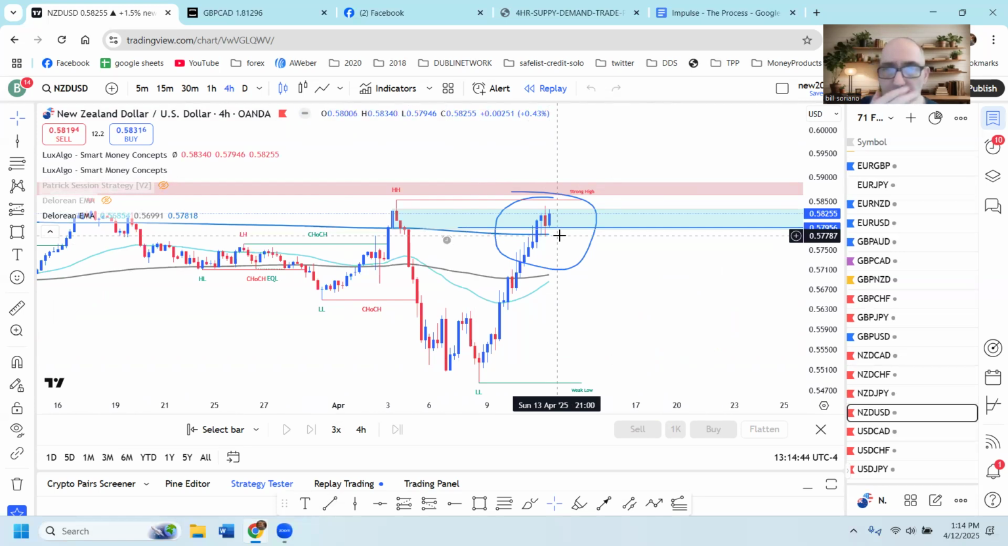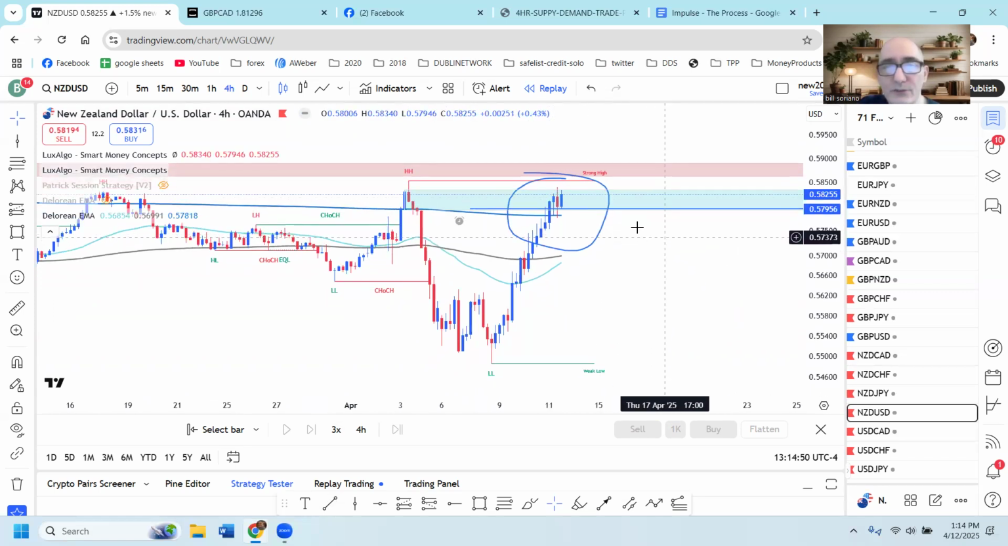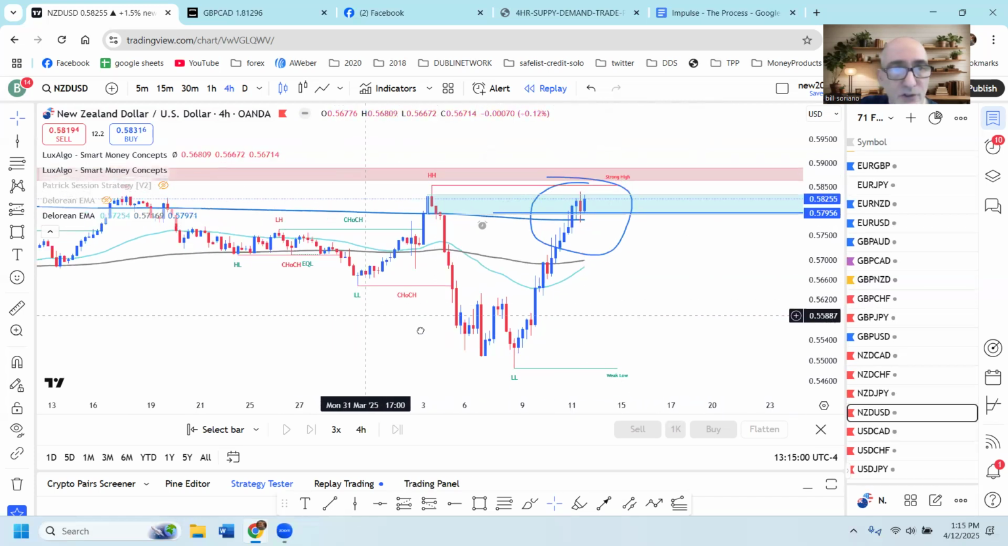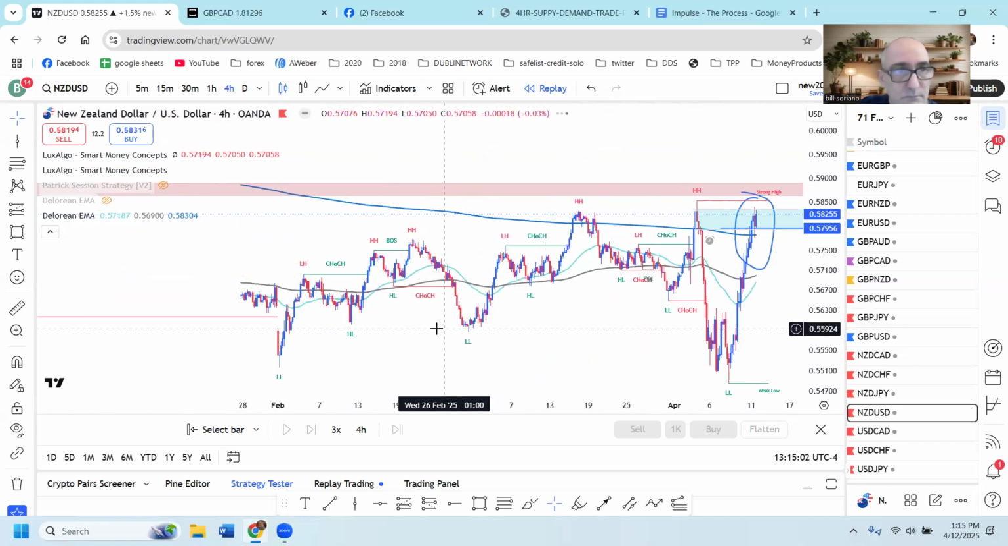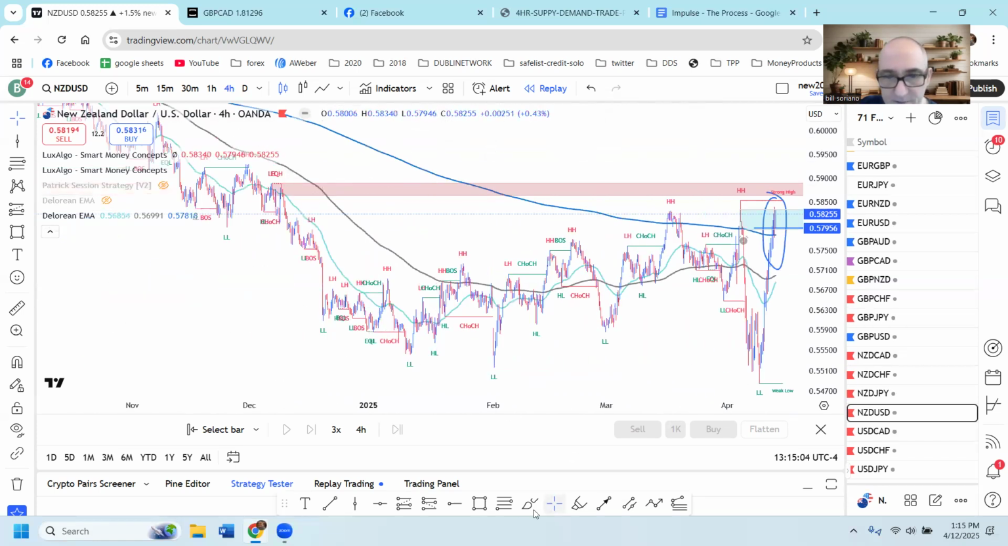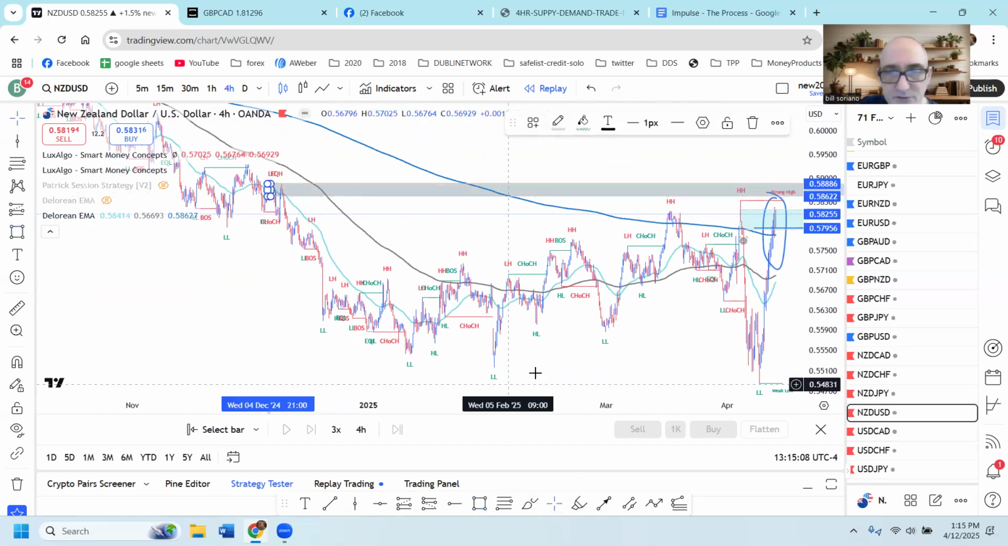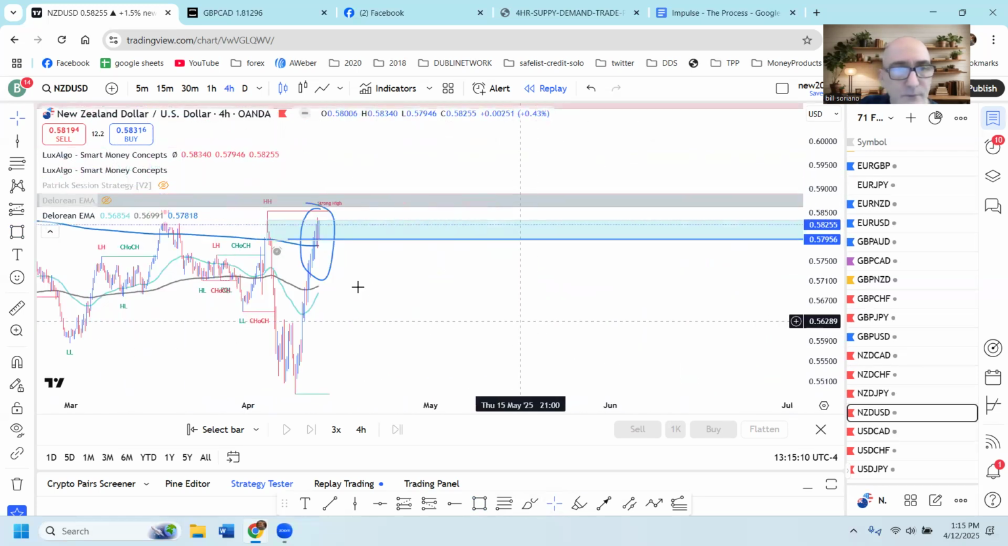But to us, it's still a valid zone, right? So this is still valid for our supply zone to us because we didn't get a close outside of there. And we also have another zone right above it as well, which goes way back here. So let's just highlight that as well, because price may eventually go into that zone.